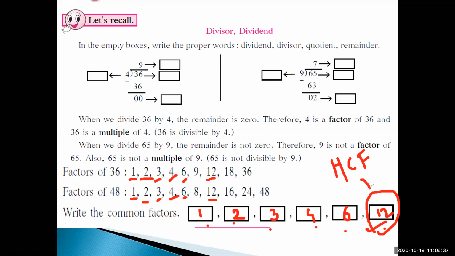Now how to find LCM? The same rules we have to follow. First we have to find factors of 36, then factors of 48, then common factors. But here we will write the lowest common factor, LCM, lowest common factor. Now what is the lowest common factor? Just let me know.